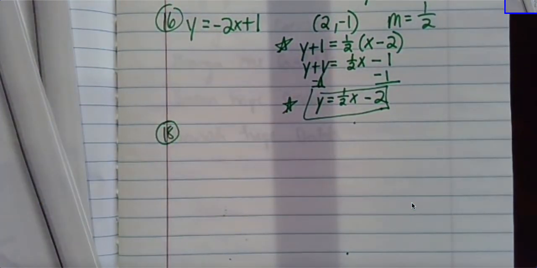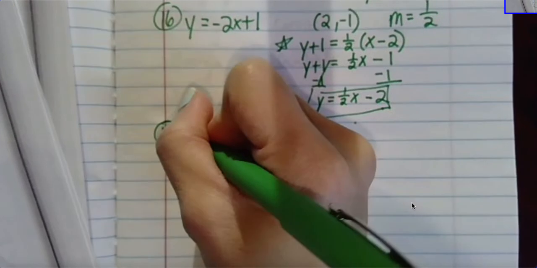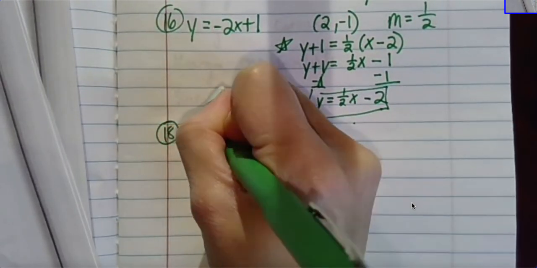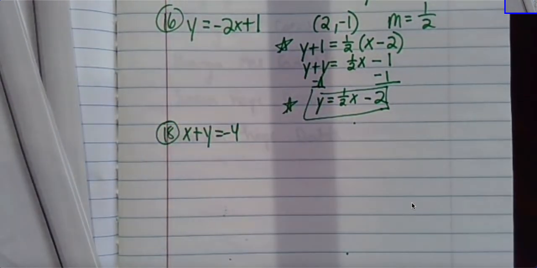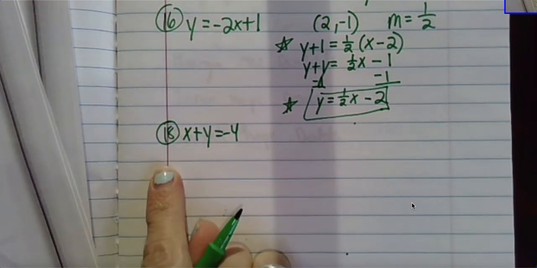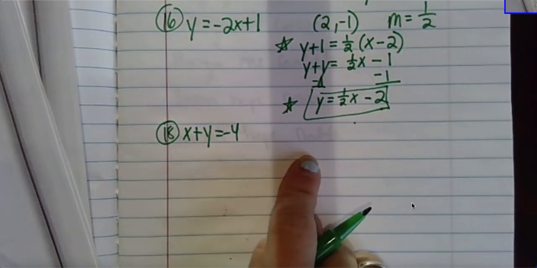Shh. All right, y'all listen. On number 18, they give me this equation. I need the slope from that equation. I cannot tell what the slope is because I don't have y equals. So I need to move my x. How do I move my x?